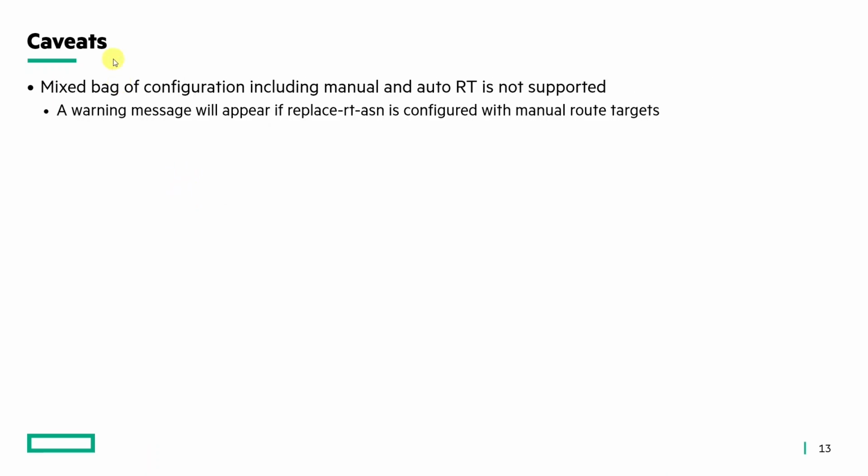And as to caveats or things to watch out for, you want to watch out for a mixed bag of configurations, including manual and auto RT, as that's not supported. When you do that, you'll see a message when you go to configure replace RT-ASN that'll give you a warning that you've got a manual route target assignment somewhere within the configuration. So you want to make sure that doesn't happen. Otherwise, you're not going to be able to import the route target successfully, and you won't be able to communicate across the fabrics.